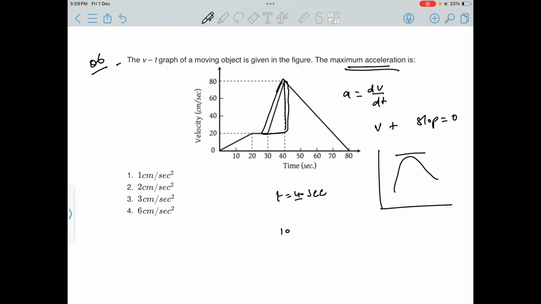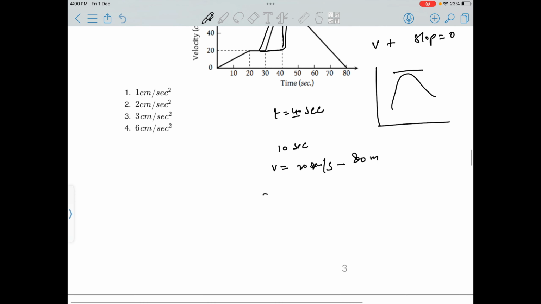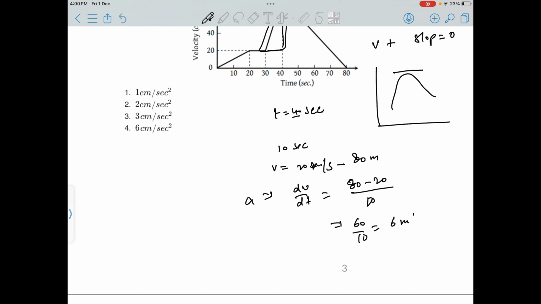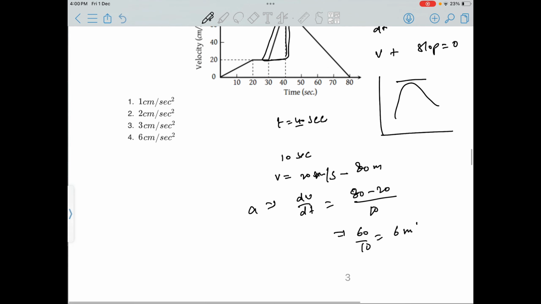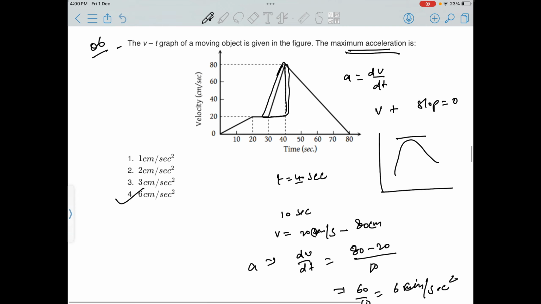So in 10 seconds, it changed the velocity from 20 meter per second to 80 meter per second. So acceleration will be dv by dt, so 80 minus 20 upon 10 second. So 60 upon 10 equal to 6 centimeter per second square. So this will be the answer.